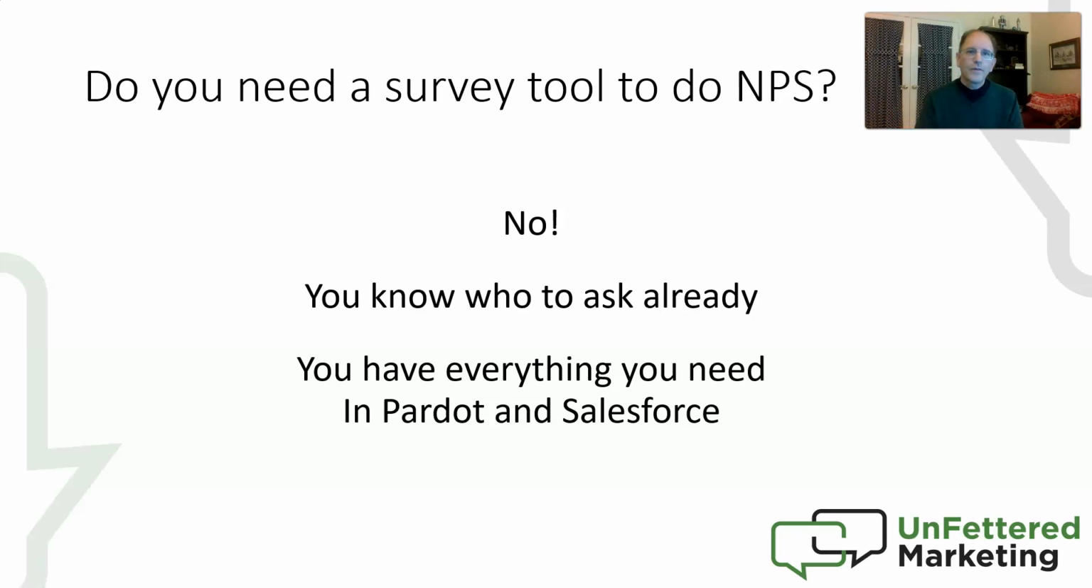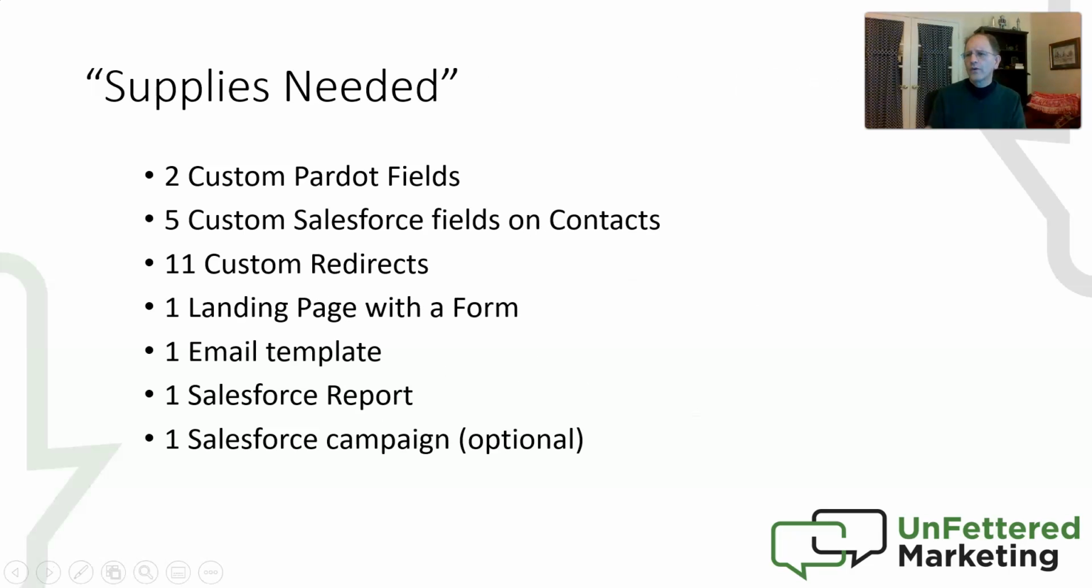So how do you go about deciding who to ask? I suggest you come up with ways to build dynamic lists or other lists of people who are already your customers to be able to put that survey tool out there and to ask them this NPS question. You probably have everything you already need in Pardot and Salesforce to define who are good candidates to ask this question. So let's go over what the supplies are that you need in order to do this.